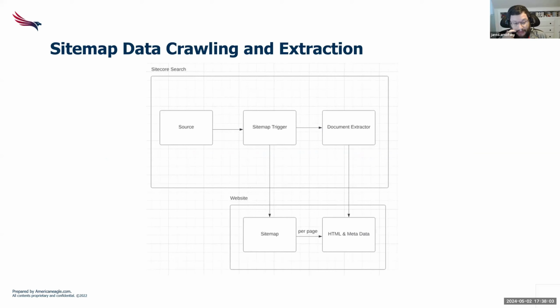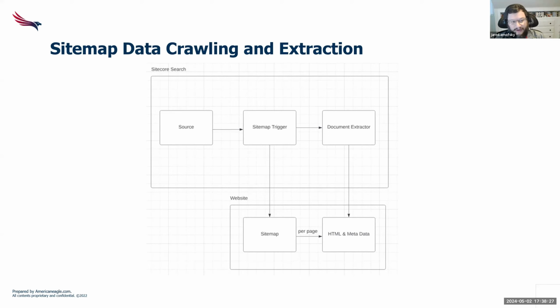So I made this nice little table. You can tell I'm an engineer and not a designer. It's not super pretty or anything like that. But for Sitecore Search, this is a very simple example of one of the sources that we did. So you create a source. I have this big box up in the top called Sitecore Search, and then on the bottom I have a box for website.